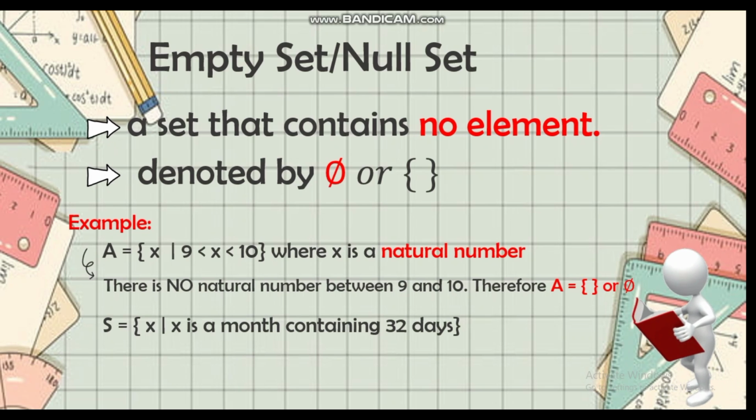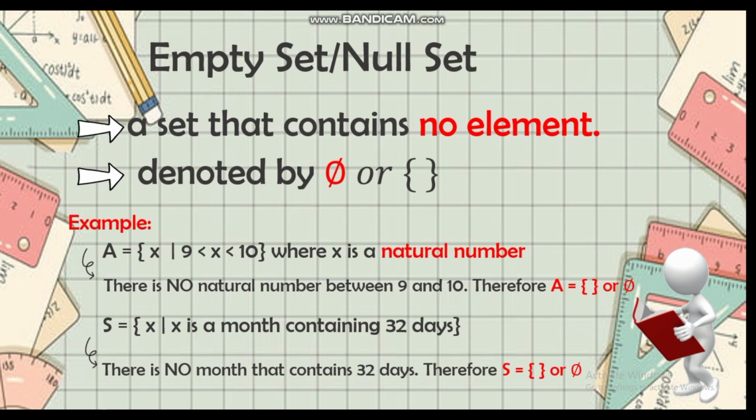a month containing 32 days. Okay, so maguna-una ta karon. Naabay bulan from January to December nga naay 32 days ang sulod. Wala, di ba? So therefore, S is an empty set or a null set. Okay, so that's all for empty set and null set.